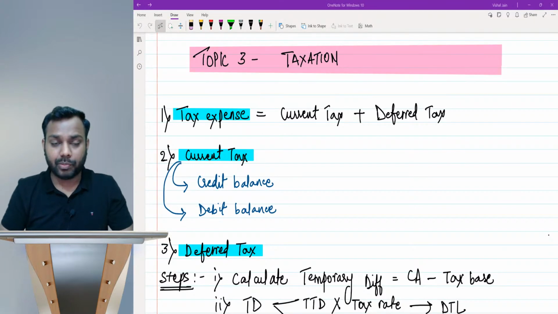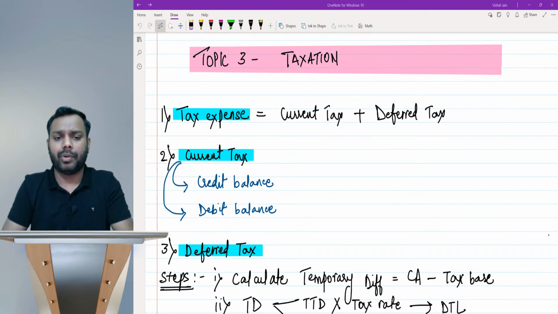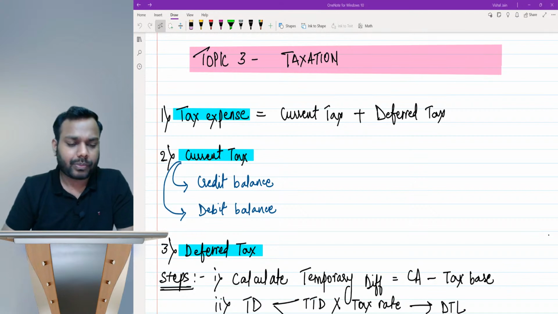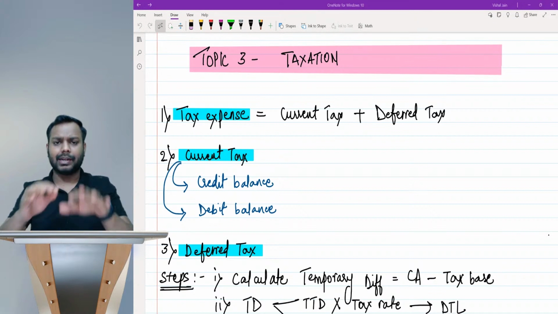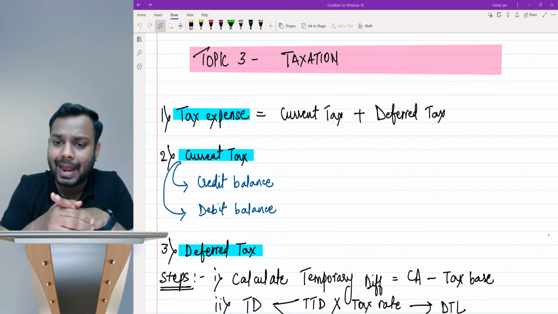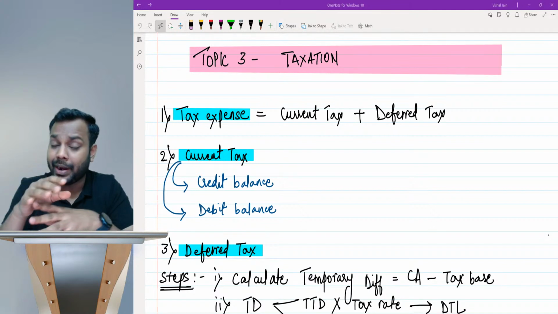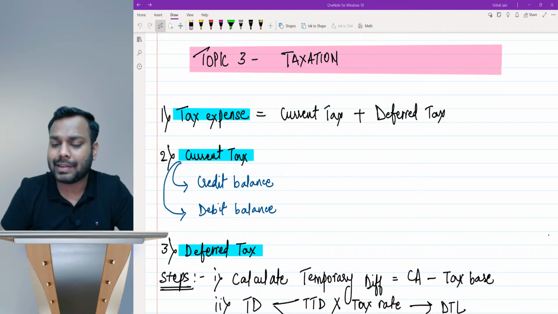Okay, let's resume, guys. So far we discussed about revenue, we discussed about government grants. Now we were starting with a new topic called taxation. Now for tax, we must understand, guys, that tax expense that goes into P&L has two components. One is the current tax and another is a deferred tax, right? We are not going into the relevance of why deferred tax was brought into the picture, okay? But yes, let's understand what is the meaning of current tax and what is the meaning of deferred tax, and then we'll understand how to compute both of them.